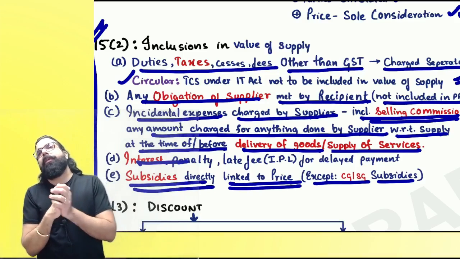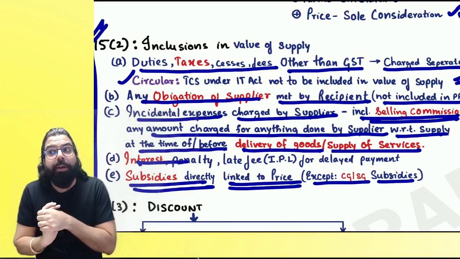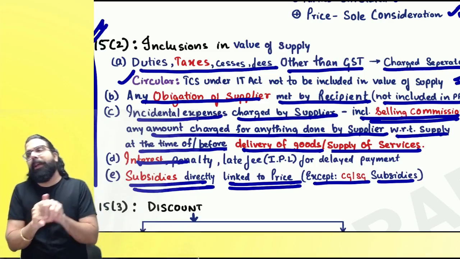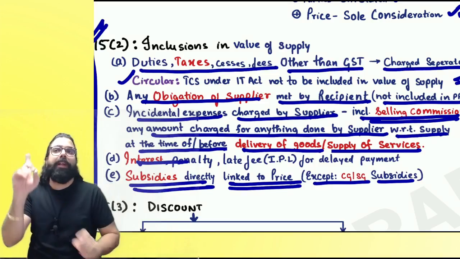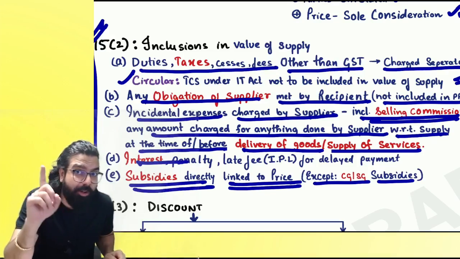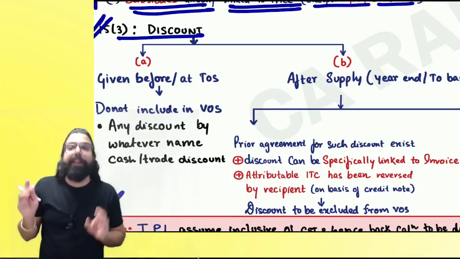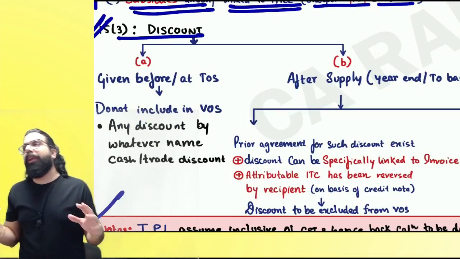Then C for commission, which is selling commission, and S for subsidies other than government subsidies and subsidies which are directly linked to price. The next one over here is section 15.3, discount. Everyone, listen to me very carefully.